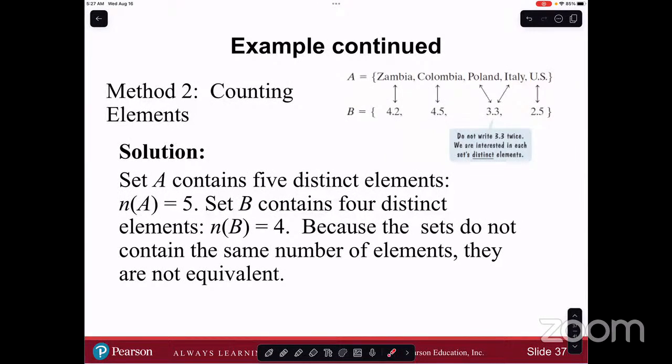Counting, right? Set A contains 5 distinct elements, so the cardinality of A is 5. Set B contains 4 distinct elements, the cardinality of B is 4. Because the sets do not contain the same number of elements, they are not equivalent.